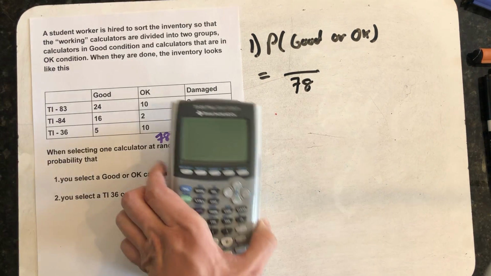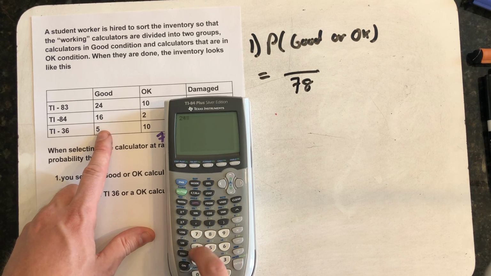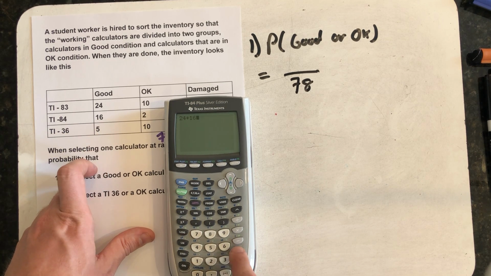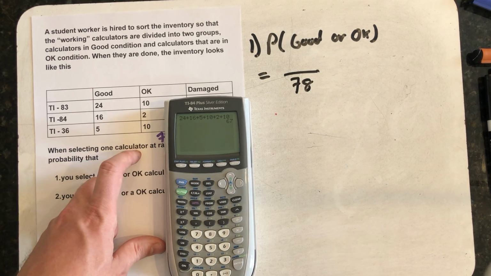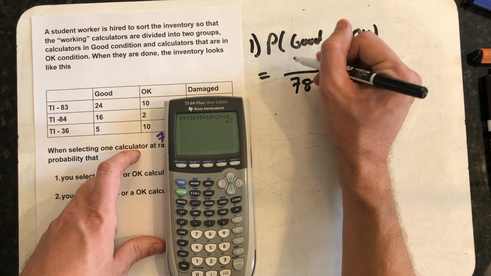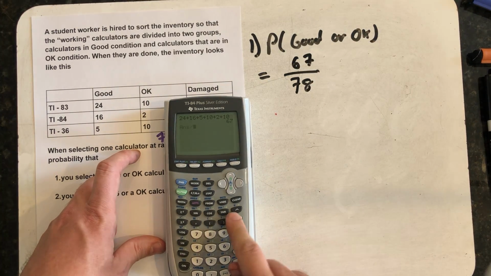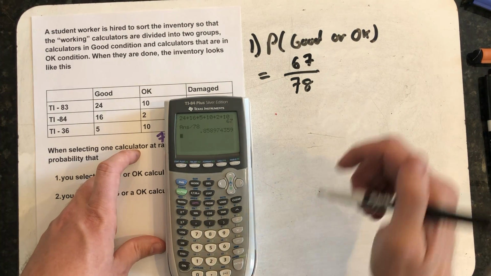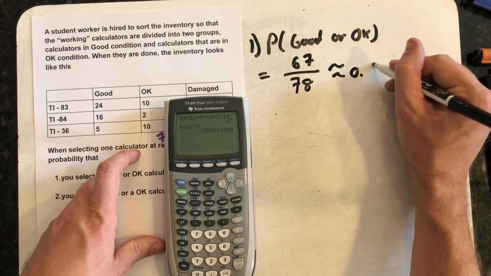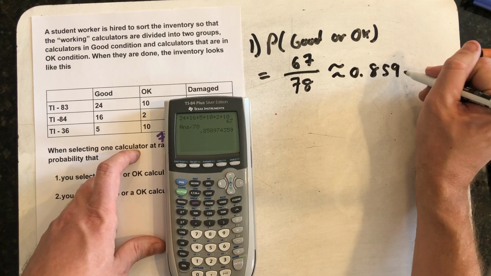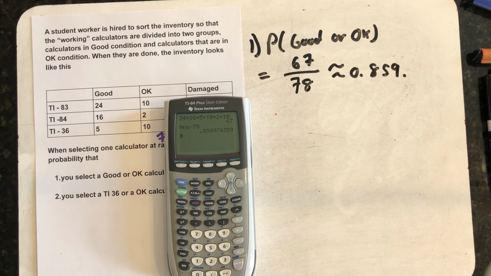78 total calculators. In the good column, I have 24 plus 16 plus 5. In the okay column, I have 10 plus 2 plus 10 more. A total of 67 working calculators. 67 out of 78 is about 0.859. And so that's the probability of selecting a good or an okay calculator.